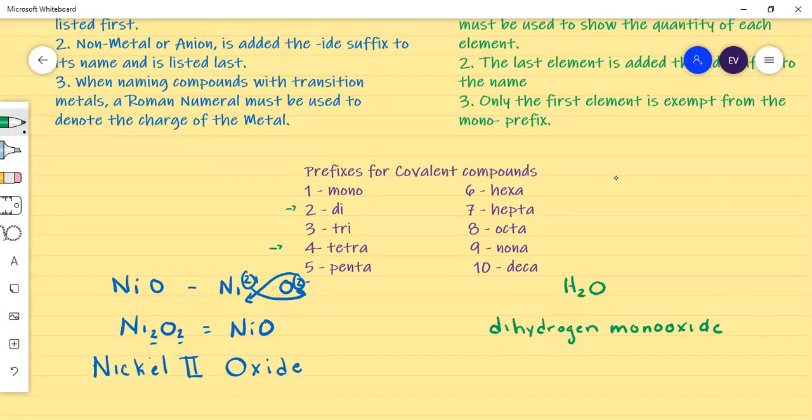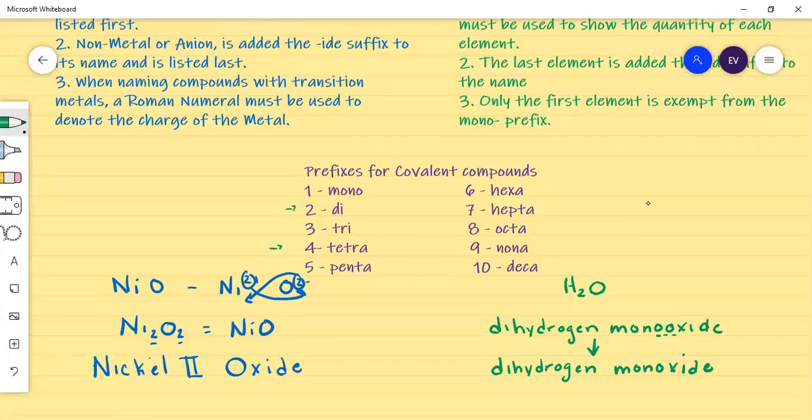Okay. Now, here's the last bit that you need to know. If you're in a situation where you have 2 vowels together like this, to get monoxide, then you drop one. So this is actually dihydrogen monoxide. You see how I dropped one? So instead of it being mono-oxide, it becomes monoxide. Okay. And that's it. That's how you name these compounds, guys.